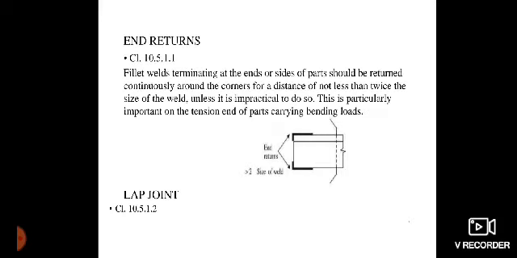Fillet welds terminating at the ends or sides of parts should be returned continuously around the corners for a distance of not less than twice the size of the weld, unless it is impractical to do so. This is particularly important on the tension end of parts carrying bending loads.